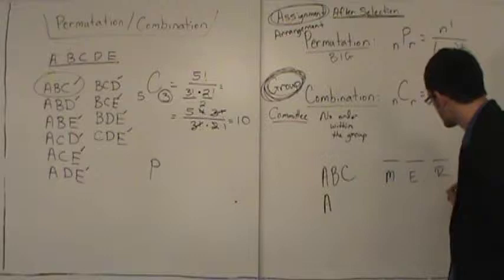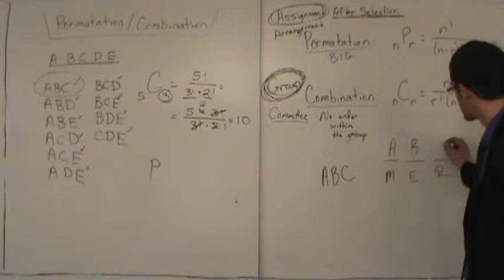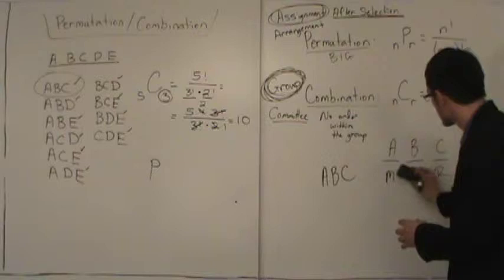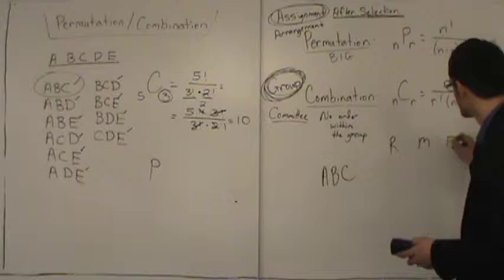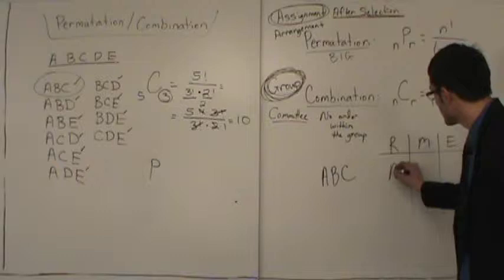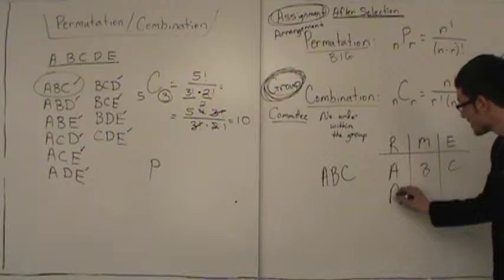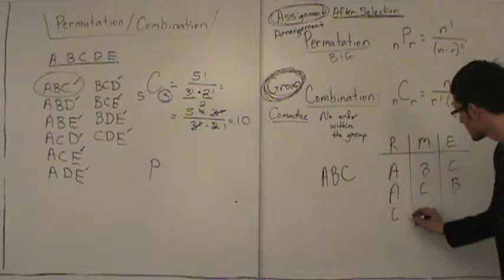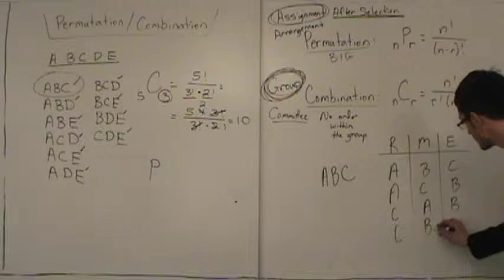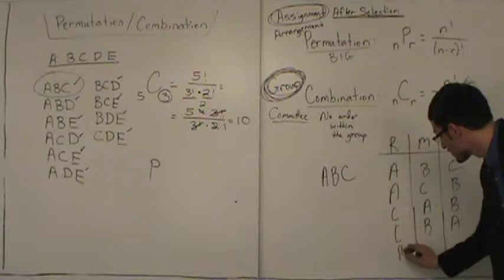Could we have A gets the marker, B gets the eraser, and C gets the remote? Yes. Let's do it like this: we've got remote, marker, and eraser. Could A get the remote, B get the marker, and C get the eraser? Yes. Could we have A getting the remote, C getting the marker, and B getting the eraser? Yes. Could we have C getting the remote, A getting the marker, B getting the eraser, or C, B, A? Or what else could we have? We could have A first, C first, we could have B first, then C, then A, or we could have B, then A, then C.